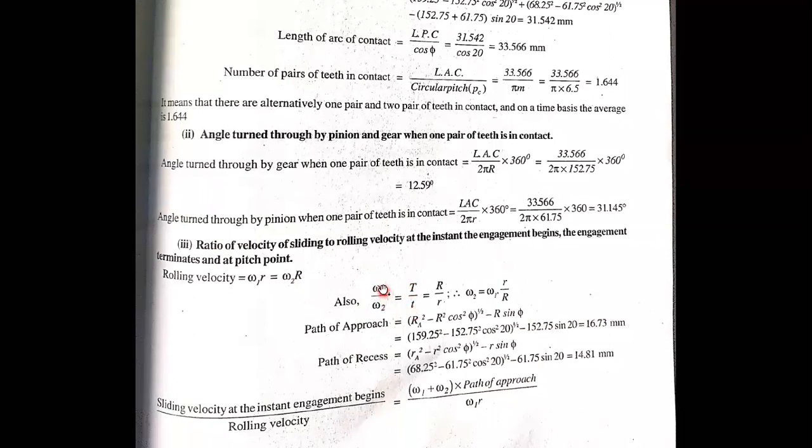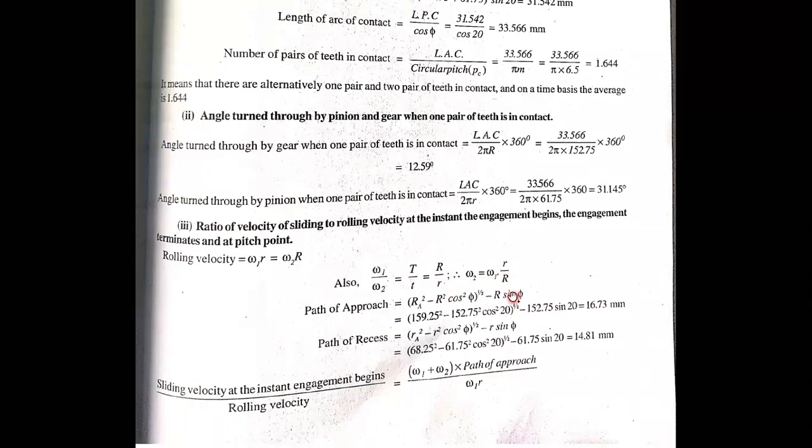And also we know omega 1 by omega 2 we can consider as capital R by small r. Either we can take the teeth ratio or the pitch circle radius ratio. So in terms of radius, omega 2 is equal to omega 1 into small r divided by capital R. This is what is different compared to the previous problem. They are not given the speed here.